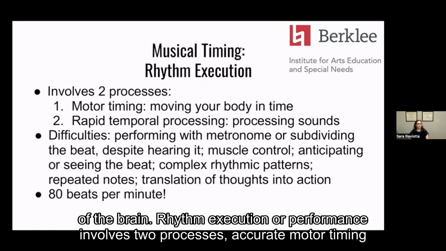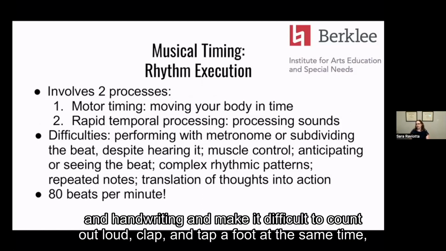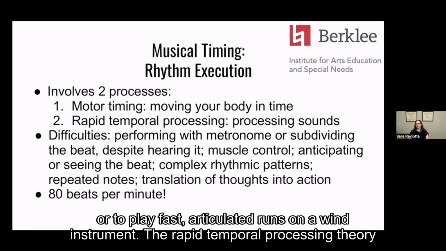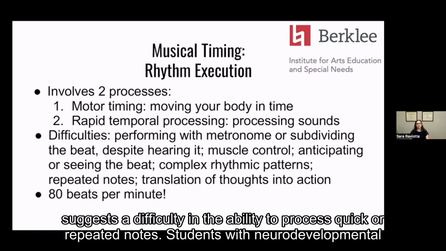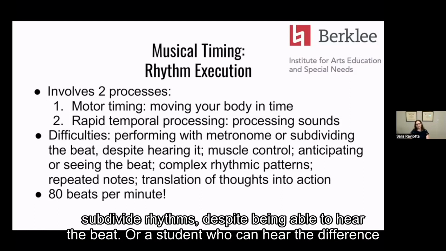Rhythm execution, or performance, involves two processes: accurate motor timing skills and rapid temporal processing. Motor timing difficulties affect areas of balance and handwriting and make it difficult to count out loud, clap, and tap a foot at the same time, or to play fast, articulated runs on a wind instrument. The rapid temporal processing theory suggests a difficulty in the ability to process quick, repeated notes. Students with neurodevelopmental disorders may find it difficult to perform with a steady metronome pulse or to accurately subdivide rhythms, despite being able to hear the beat.